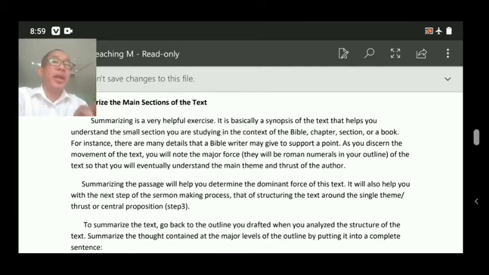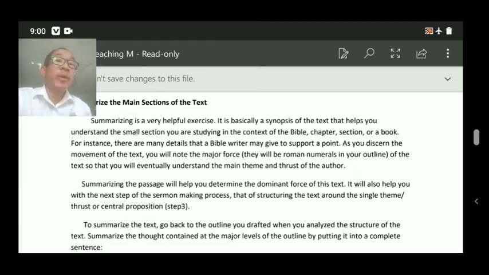The major point you will write with a Roman numeral, so that you will understand this is a major point and this is a minor point. Eventually, when you summarize it again, two or three times, you will understand the strong points, and all those strong points you have to make into Roman numerals. Now, summarizing the passage will help you determine the dominant force of this text.